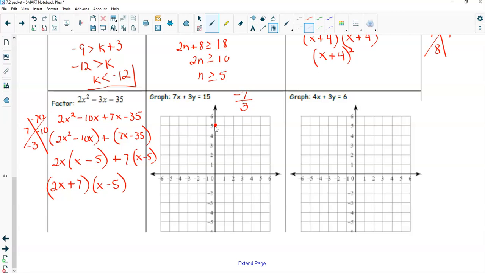So that means I'm going to go down 7. 1, 2, 3, 4, 5, 6, 7, and go to the right 3. So here's my line.